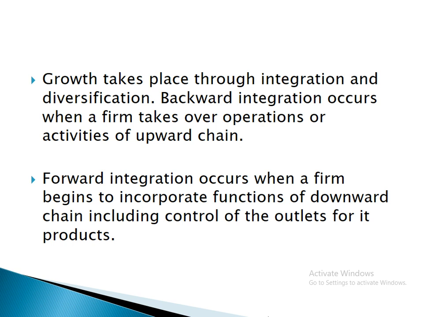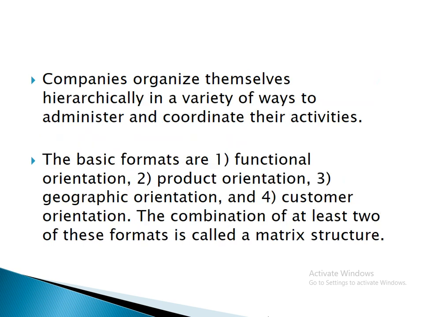Companies organize themselves hierarchically in a variety of ways to administer or coordinate their activities. The basic formats are the functional orientation, product orientation, geographical orientation, and customer orientation. The combination of at least two of these formats is called a matrix structure.